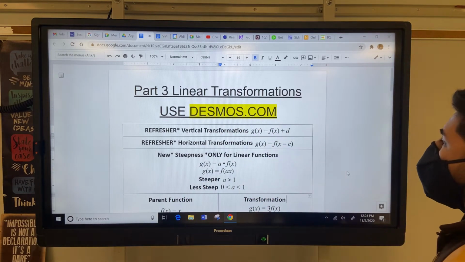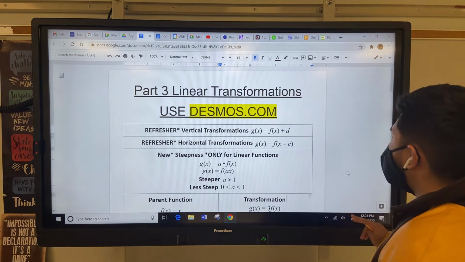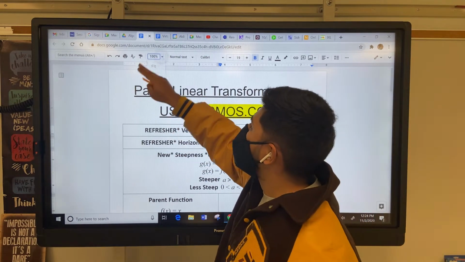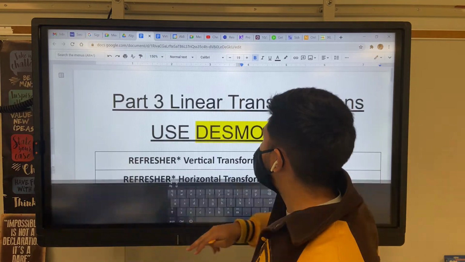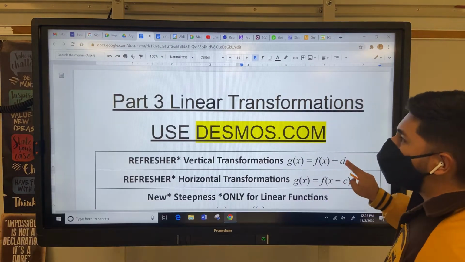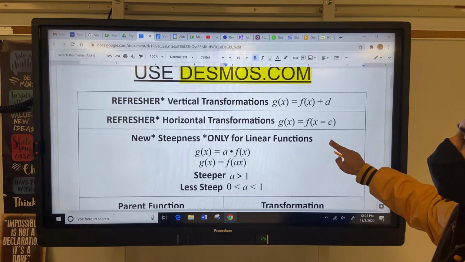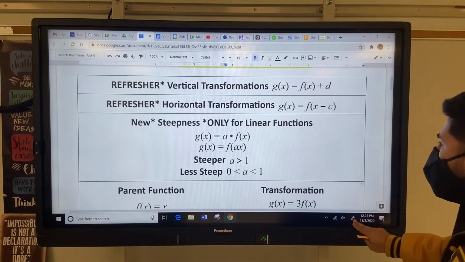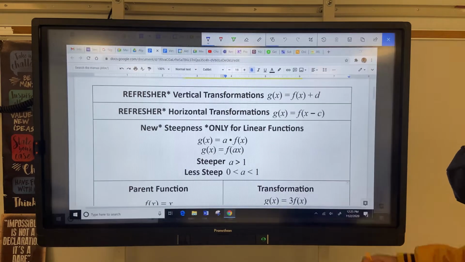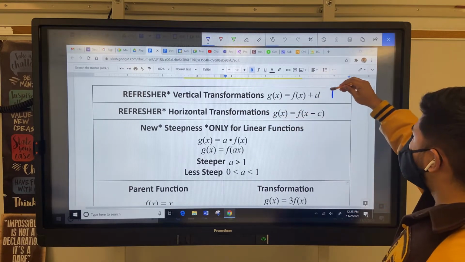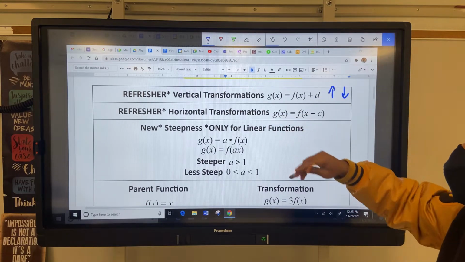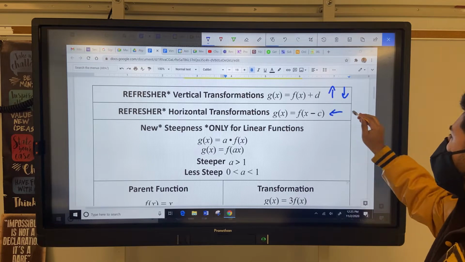Part three should be the last day of transformations. Like I said before, I'm trying extremely hard to make this as friendly and as easy as possible. A couple of refreshers. We did vertical transformations already. We did horizontal transformations. Don't forget, vertical means we're going up or down. Horizontal means we're going left or right.